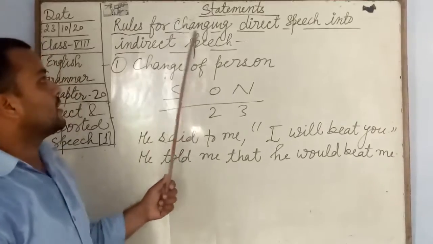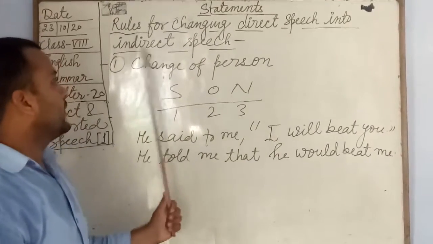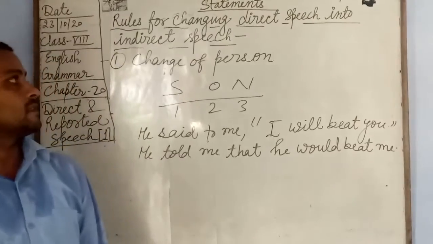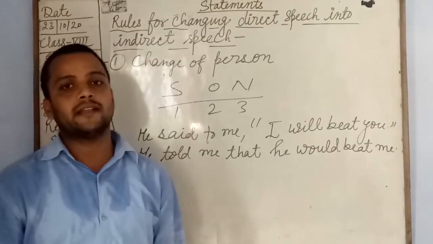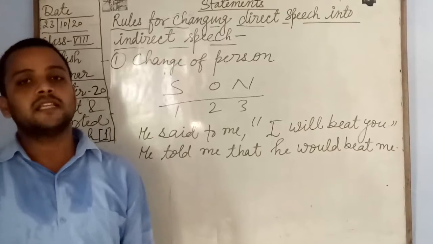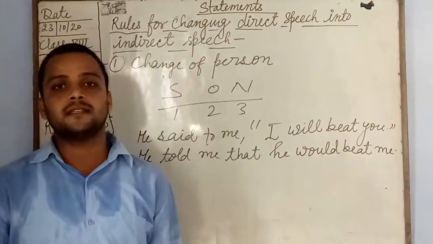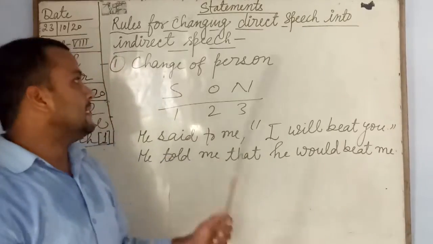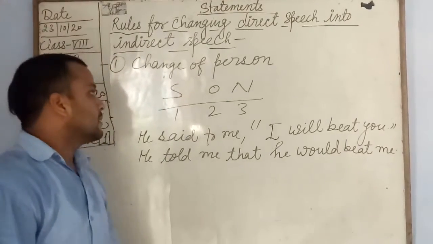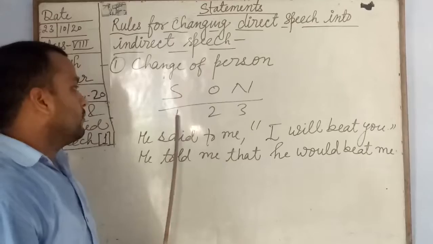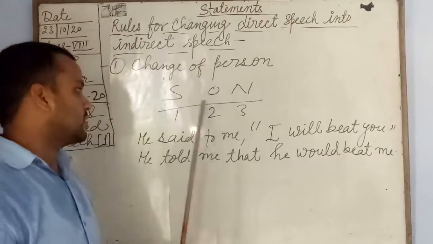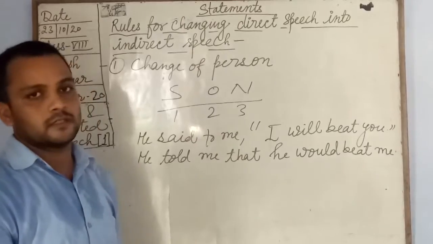Now see the rules for changing direct speech into indirect speech. Students, there are three rules to change direct speech into indirect speech, and they are change of person, change of tenses and change of other parts of speech. So first of all, see change of person. S-O-N upon 1, 2, 3. Students, you know that there are three persons. First person, second person, third person.